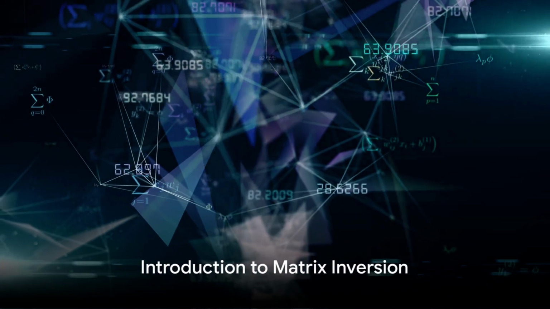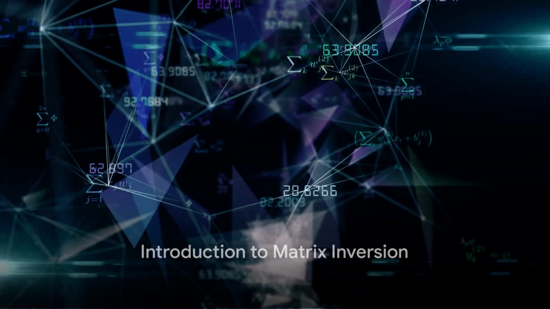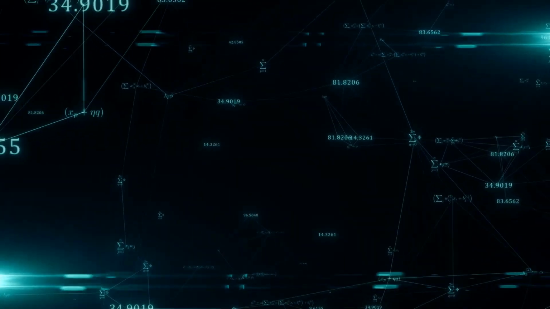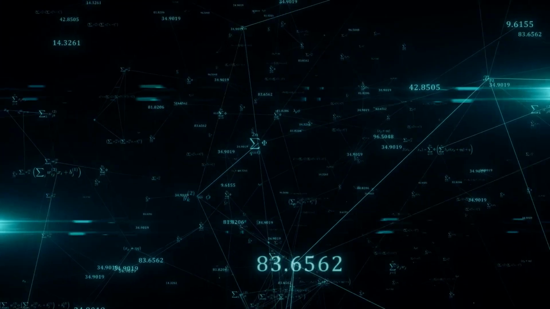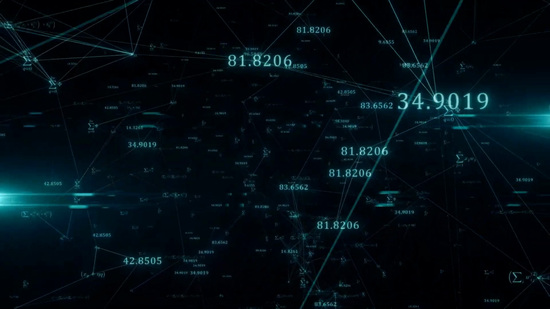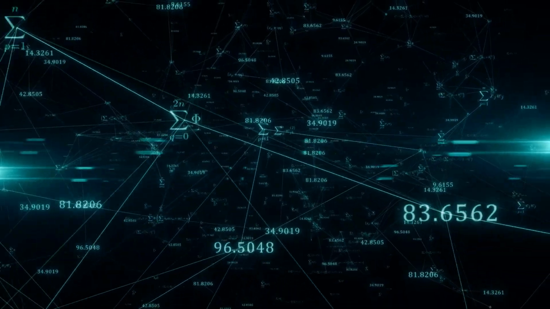Ever pondered about how to find the inverse of a matrix and why it's crucial? Well, let's dive right into it. A matrix is a set of numbers arranged in rows and columns like a grid. It's a handy way to represent and manipulate multiple equations at once.